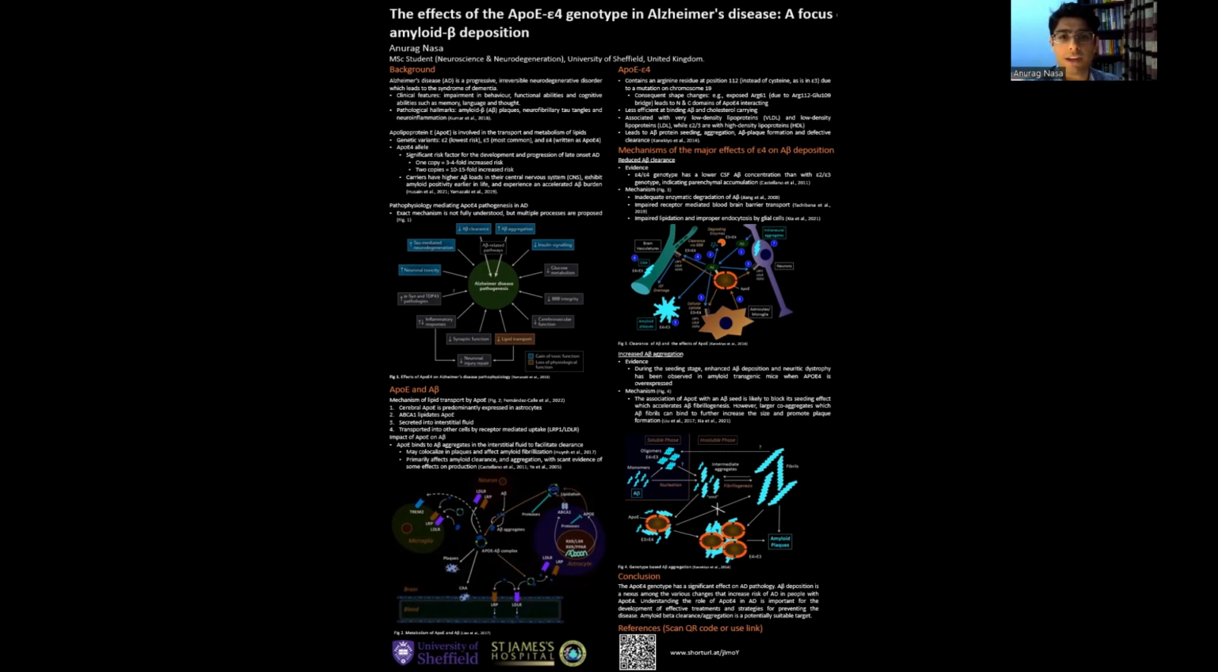This is a poster I made as part of my part-time master's degree in neuroscience and neurodegeneration from the University of Sheffield. It explores the effects of the ApoE-ε4 genotype in Alzheimer's disease, with a focus on amyloid beta deposition.